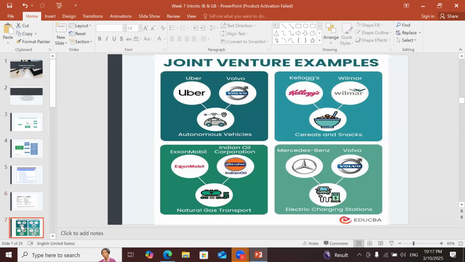Joint venture company, some examples. For example, Uber and Volvo. Uber, I think, is US California based, and Volvo is Swedish based. These are two renowned organizations, and they take a new project to produce jointly. This is a joint venture in automobile vehicles.